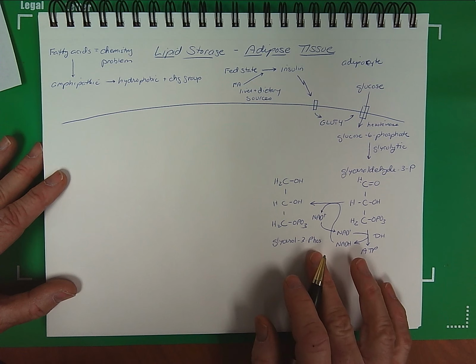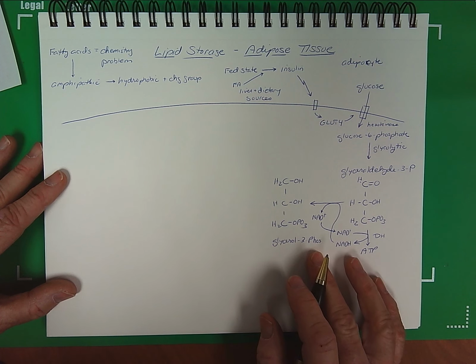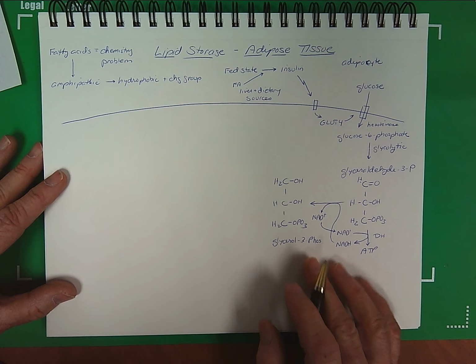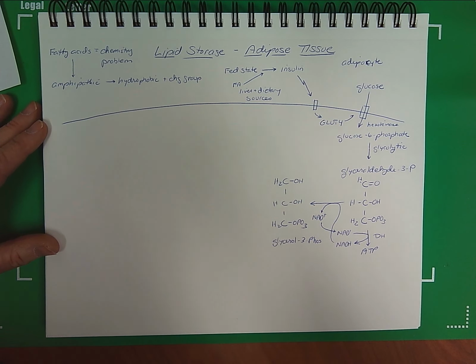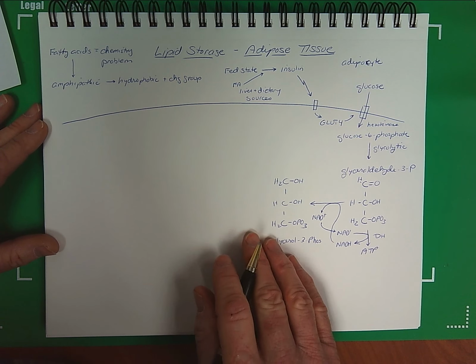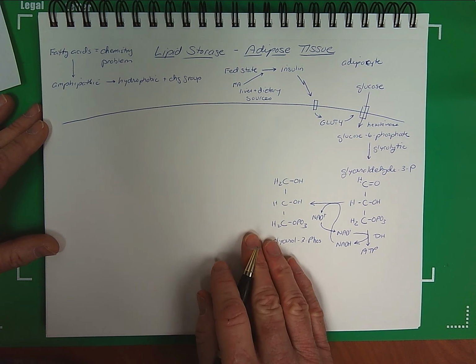Now, the glycerol 3-phosphate is going to be serving as the backbone of triglyceride synthesis. So what is triglyceride synthesis? Well, this is going to have a glycerol backbone, and we're going to be adding fatty acids to this structure in order to make a triglyceride, which is the storage component for lipids in adipocytes. Now, where do these fatty acids come from?